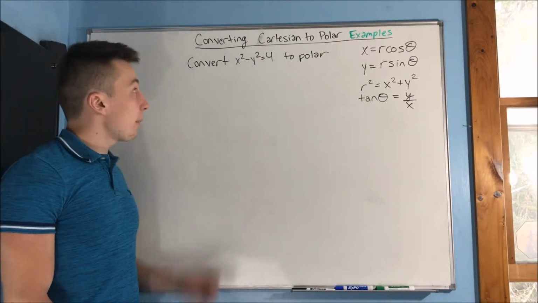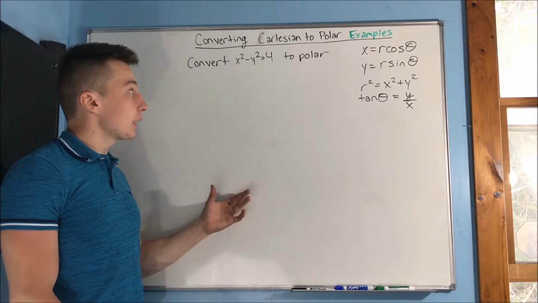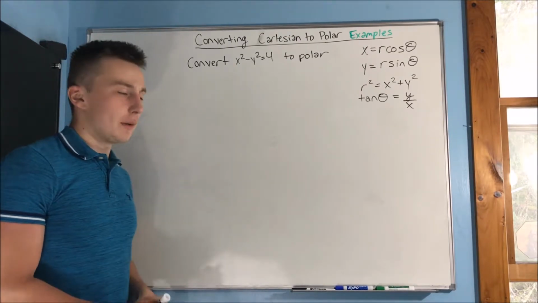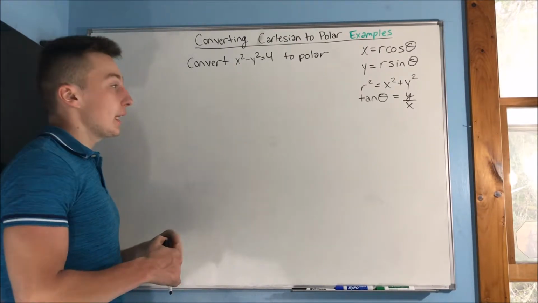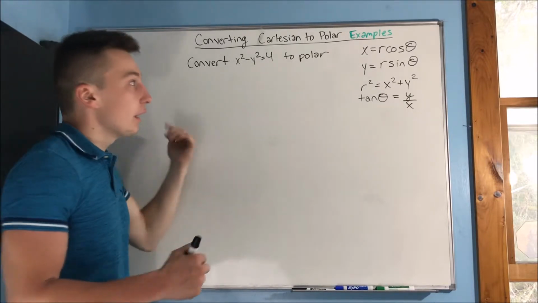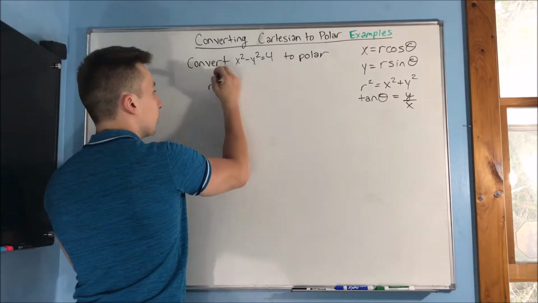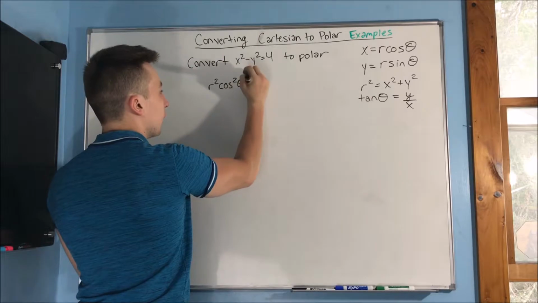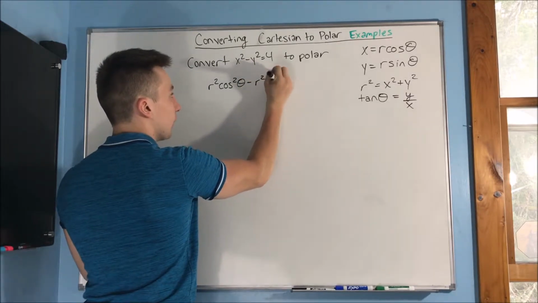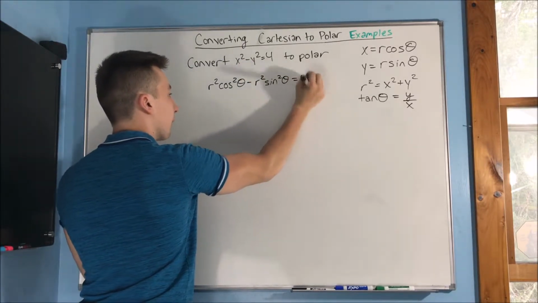Alright, so we have our next problem up on the board here. We need to convert x squared minus y squared equals 4 to polar. Okay, again, we can just do that same substitution with our x and our y. Okay, we get r squared cosine squared theta minus r squared sine squared theta equals 4.